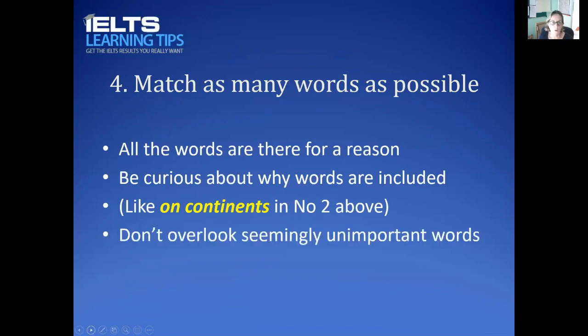Okay, don't overlook words that seem unimportant to you. They may not be. If you think about the other one where we had the past, I've done that reading with students and they have missed that and they've given the wrong answer because they were looking at what was happening now instead of what happened in the past.